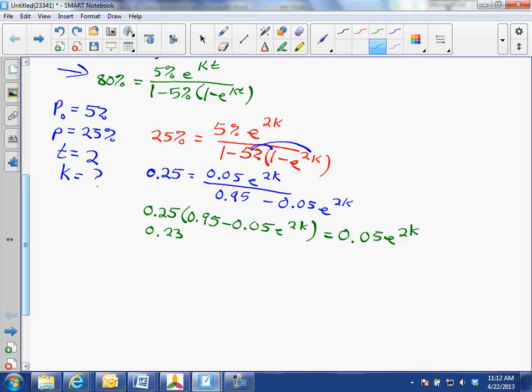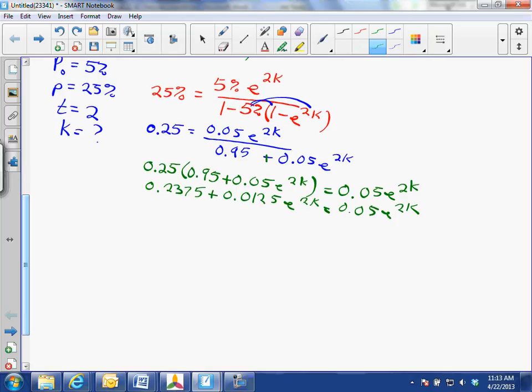This is 0.2375. It should be a plus, because this is a minus times a minus. Okay, so now we've got e to the 2k and e to the 2k. You can't just get rid of them. Here's one thing: think of the e to the 2k as just an x. This whole unit is an x, and this whole thing is an x. What do you do? Subtract 0.0125 e to the 2k.